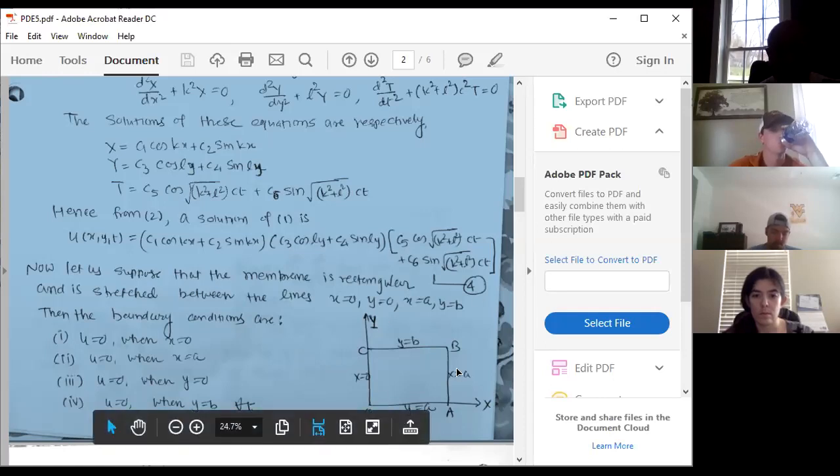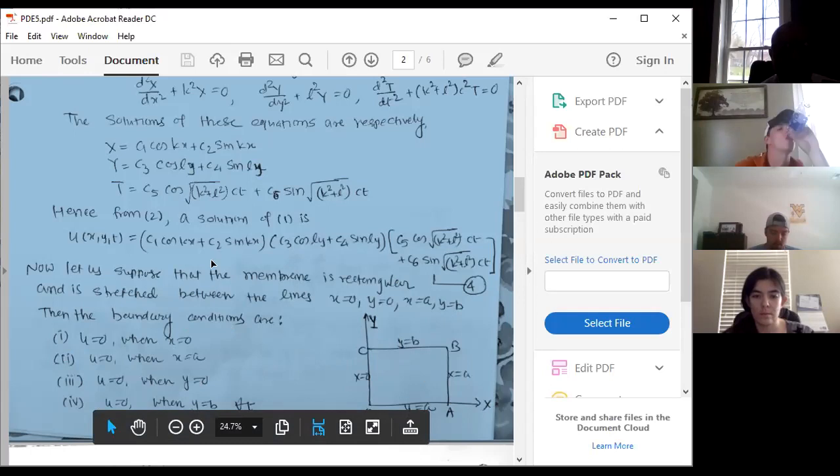So x equal to 0, x equal to a, y equal to 0, that is the rectangular form. That means your boundary condition, what's the boundary condition? u equal to 0 when x equal to 0, u equal to 0 when x equal to a, u equal to 0 when y equal to 0, and u equal to 0 when y equal to b. So that is your boundary condition.